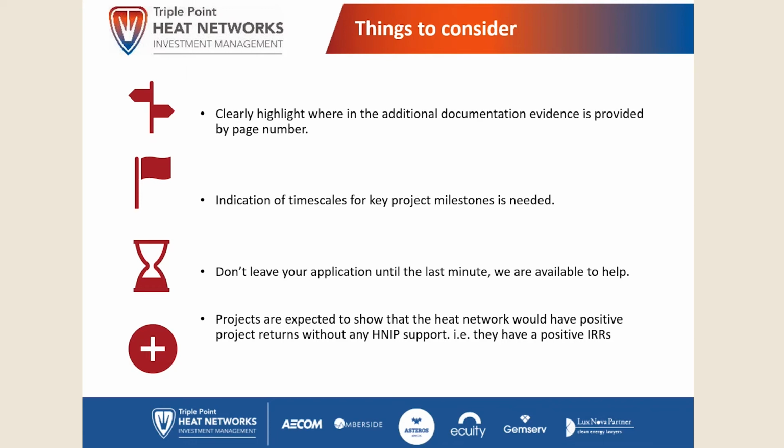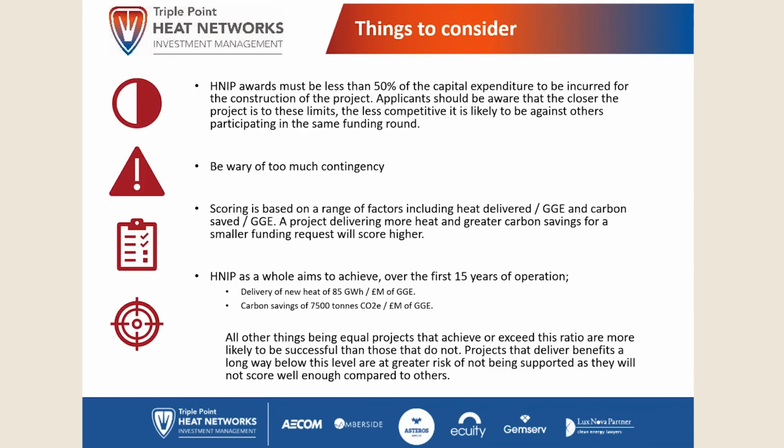All of the projects are expected to show that your heat network would have had a positive return without HNIP support. So we're looking for projects that have positive IRRs. The HNIP funding that we provide must be less than 50% of your capital expenditure for the construction of the project. It's worth bearing in mind that the closer you are to that limit, the less competitive your project is likely to be against others within the funding round. So just worth bearing that in mind when you're applying.